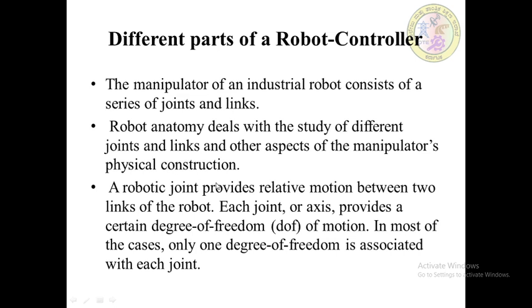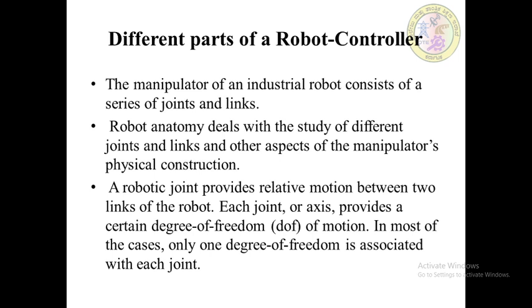The robotic joint provides the relative motion between the two links of a robot. Each joint axis provides a Cartesian degree of freedom. Cartesian means there are 90 degree linear motions, meaning the actuator operates in the x or y direction only, or both directions must be operated.